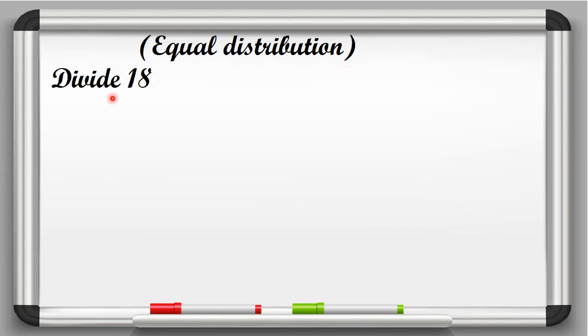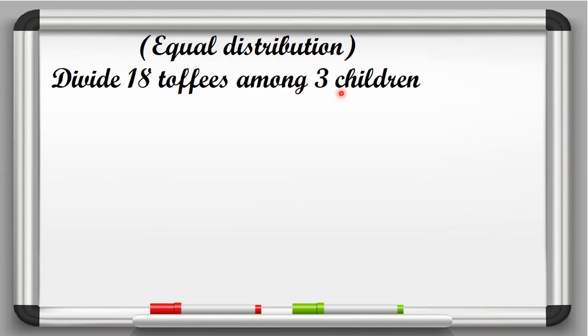So here, divide 18 toffees among 3 children equally. Okay. So here beta, we have to divide 18 toffees among 3 children. ठीक है, हमें 18 toffees को 3 children में equally distribute करना है.